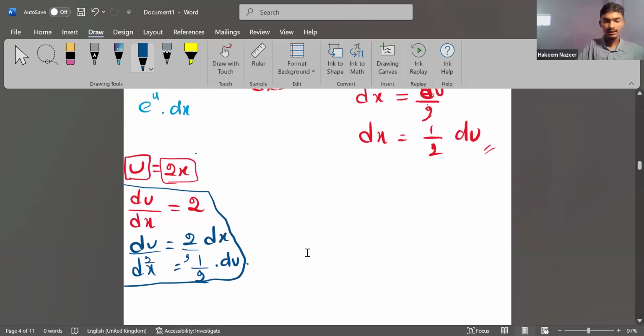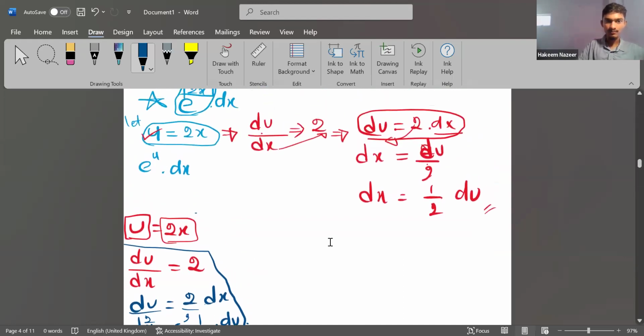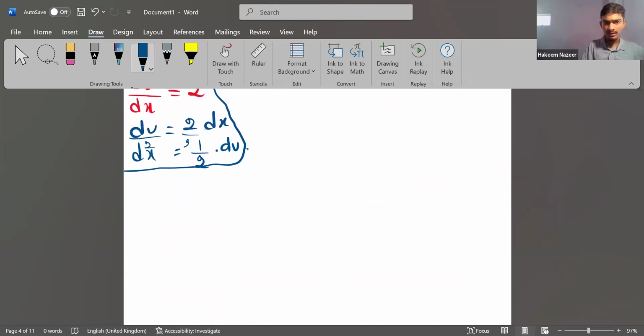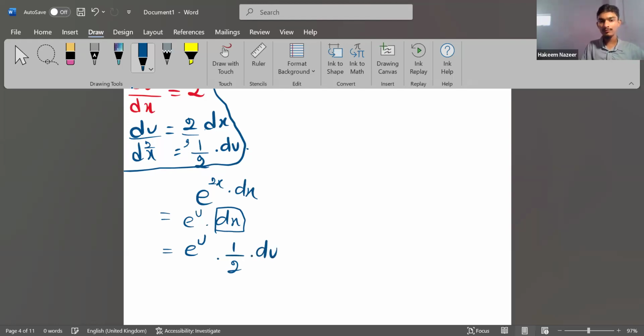Now we just apply it here. Again I write the equation: e to the power 2x. We wrote it as e to the power u dx. Now we write dx as a du function. Then e to the power u into dx equals 1 half du.